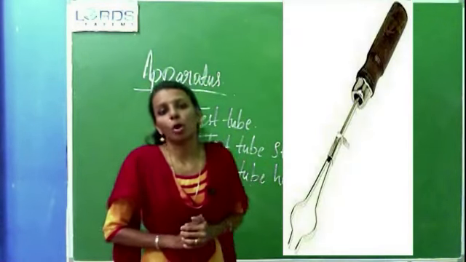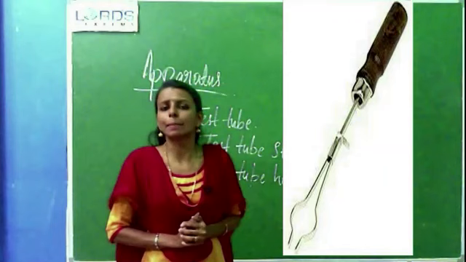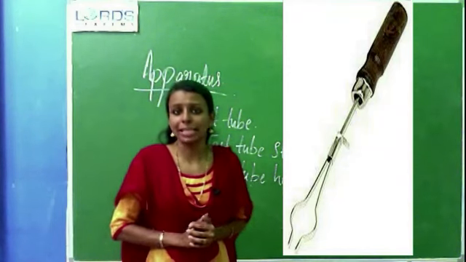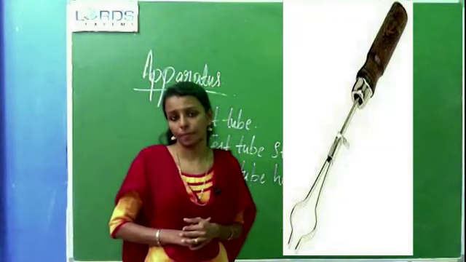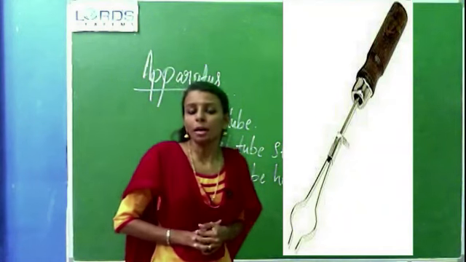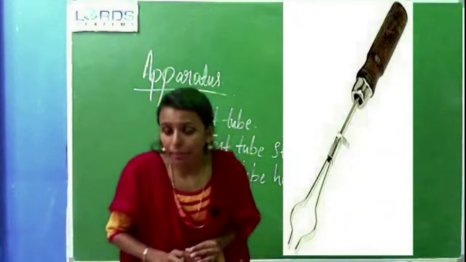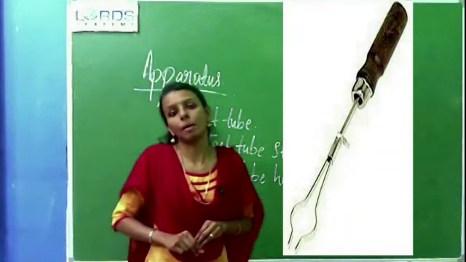This is a test tube holder. We can see there is a metallic rod with a clamp. It is fitted to the wooden part. Here, one metallic part is there with a clamp. It is fitted to a wooden part.